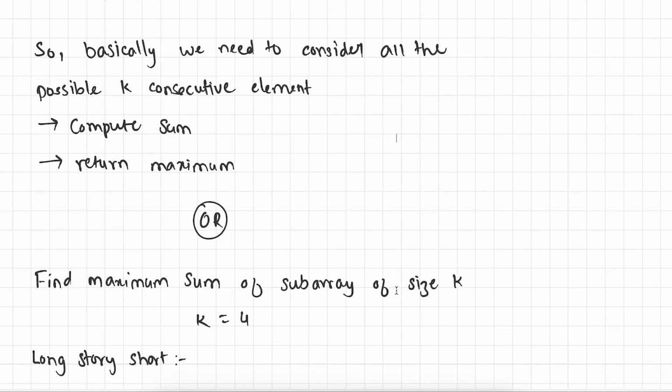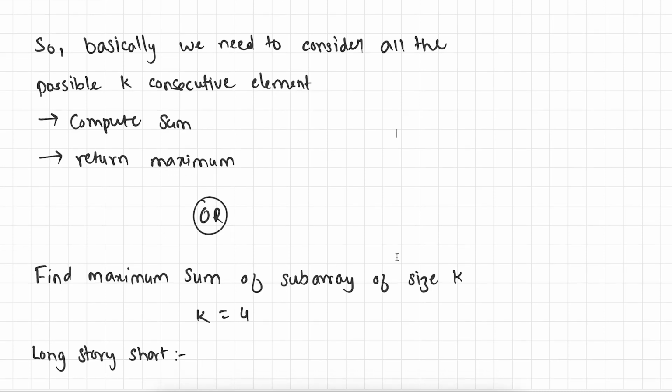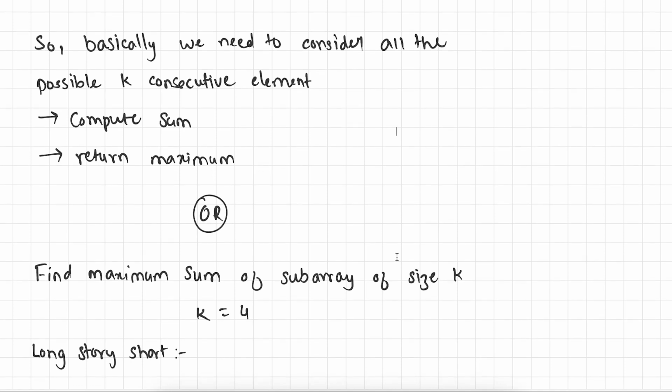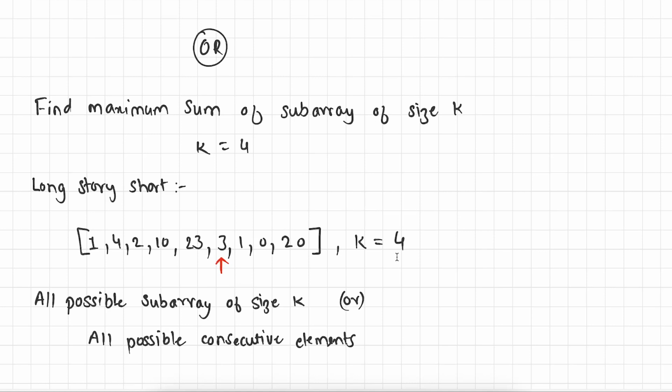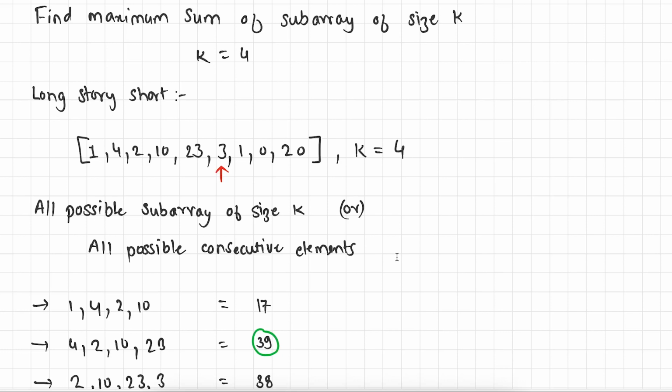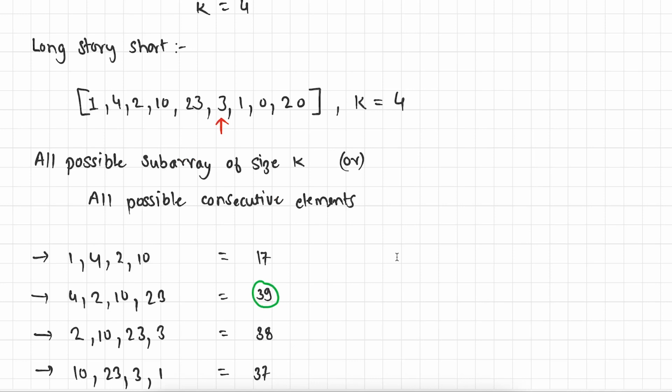But you know guys, there is another way to understand this problem. It turns out to be: find the maximum sum of a subarray of size k, where the value of k is 4. Long story short, we have to find all the subarrays, compute the sum of all the subarrays, and eventually return the maximum of all the sums. So the maximum sum of a subarray is exactly the same as the maximum sum of k consecutive elements. Let's see how it works.